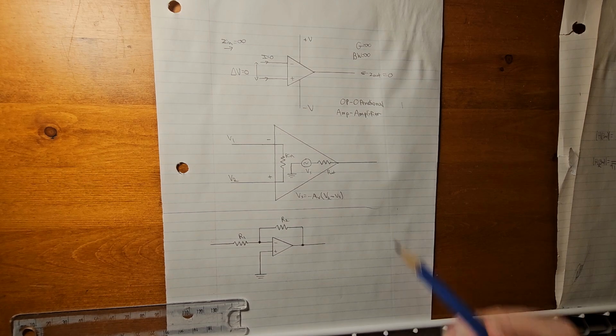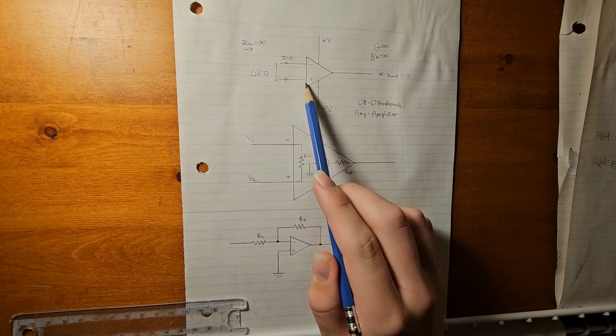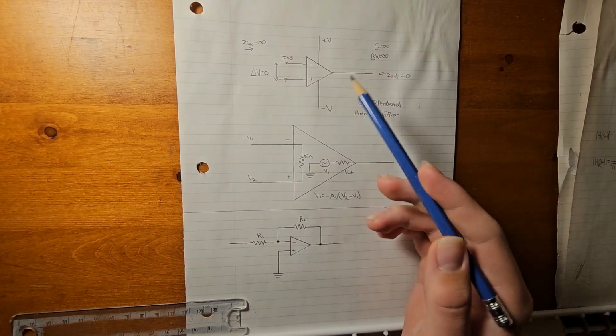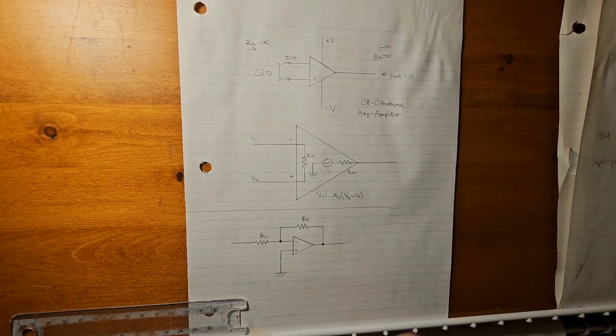So this is what the symbol for an op amp looks like. It's this little triangle. It has a negative and a plus side, and so it has a negative input, a positive input, an output, and power inputs.